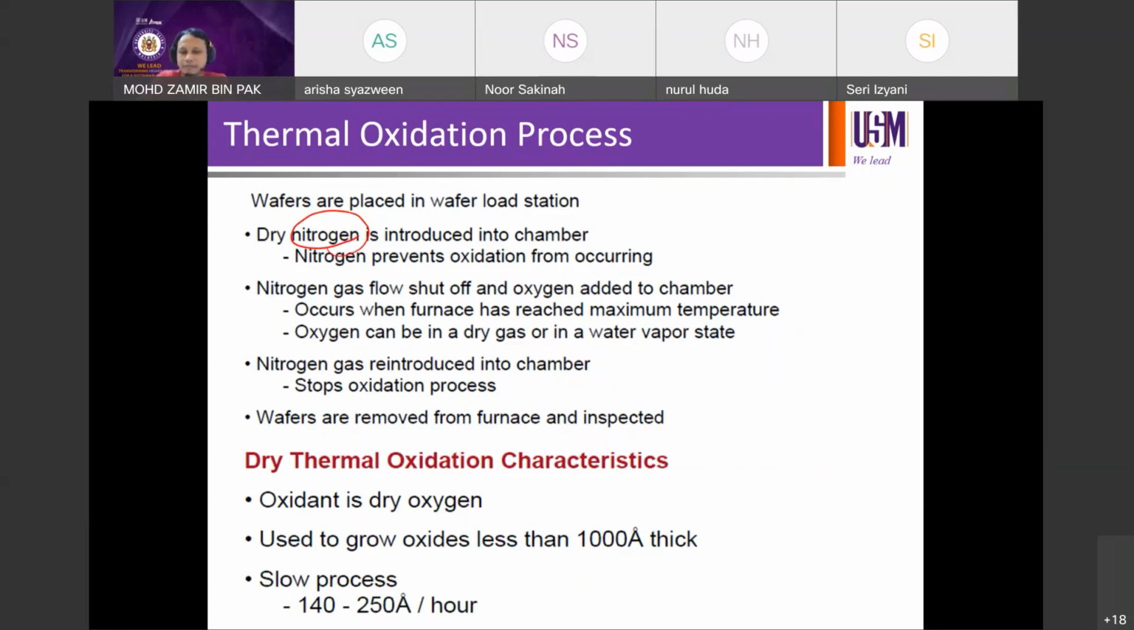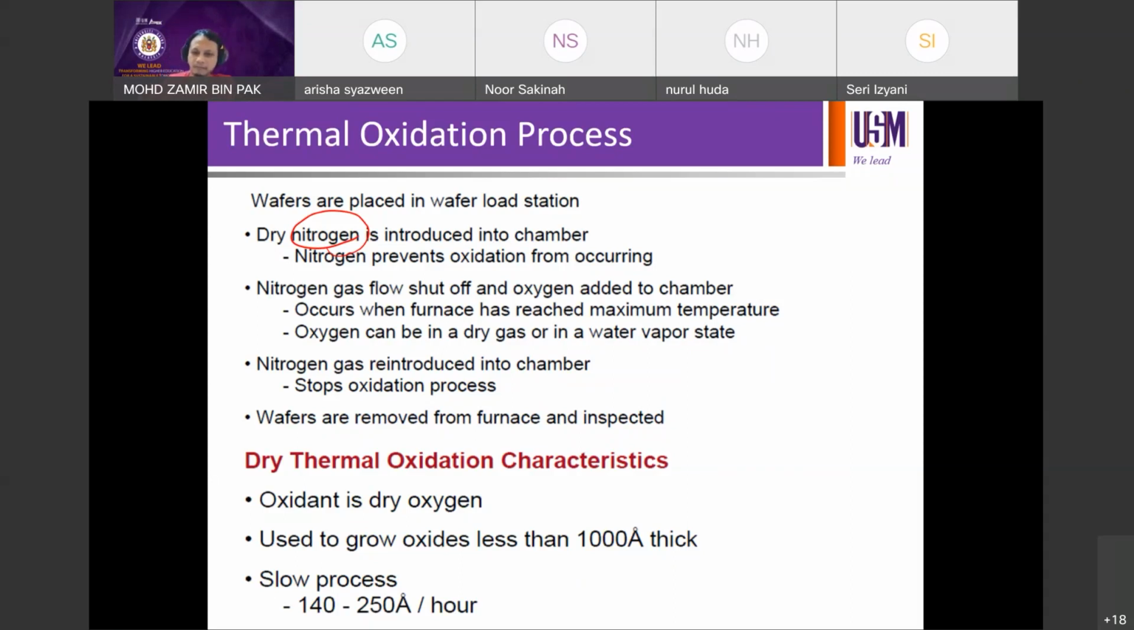Any guess? So there's no nitrogen coming in. There's no dry oxygen coming in. There's no water vapor coming in. Silicon wafers are already inside. Temperature is already set at 1000 degrees C. Will you get any thermal oxidation on the silicon?